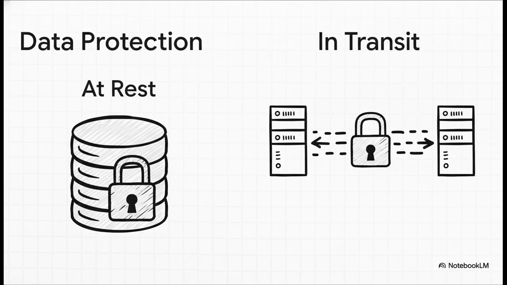And finally, we've got to protect the data itself. Encryption is completely non-negotiable. This means encrypting data when it's just sitting there in a database or a storage bucket, we call that at rest, and also when it's moving across the network, that's in transit. You have to assume an attacker might get past your other defenses. Encryption is your last and strongest line of defense.